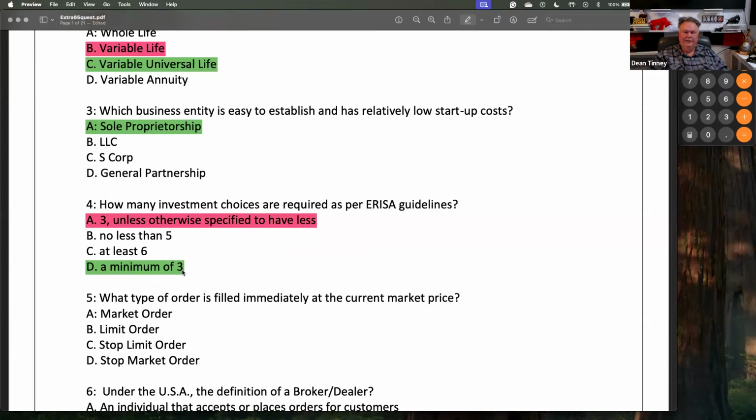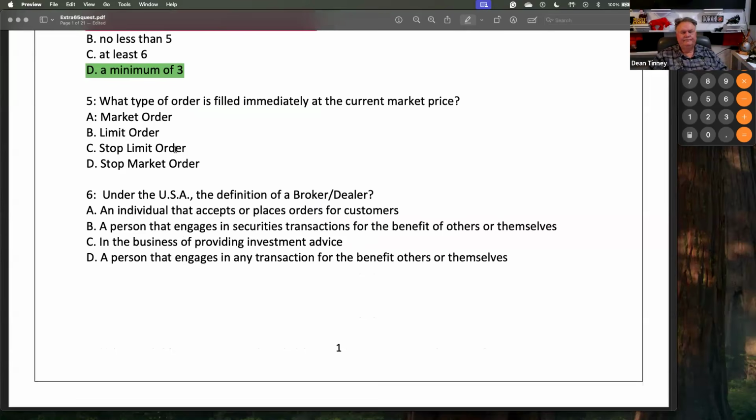What type of order is filled immediately at the current market price? Market order. Very much a test question. Limit order is your price or better. Nobody has to do business with your price or better. A stop order, the number one use of that is to stop a loss. So they'll say customer's interest in stopping a loss, and then you put it out.